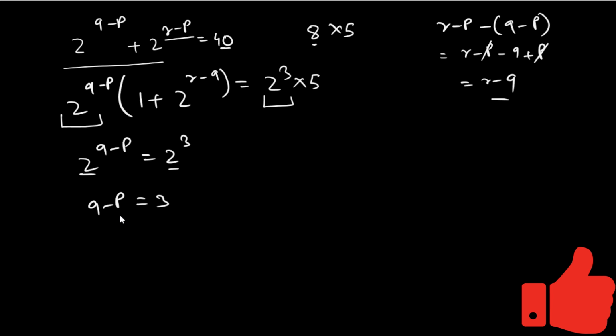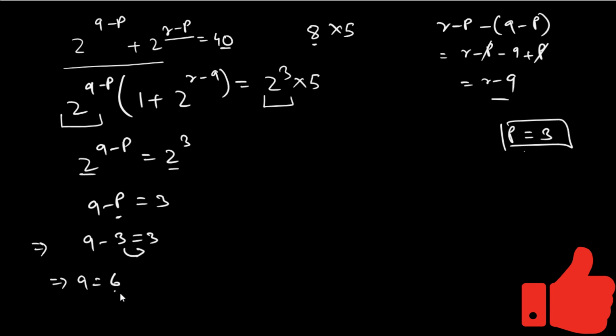Earlier we have calculated p is equal to 3. Now we'll put the value of p here, so it is q minus 3 equal to 3. We'll take this 3 to the right hand side, so the value of q will be 3 and 3, 6. And the next term we have here is 1 plus 2 powered by r minus q, that is equal to 5.